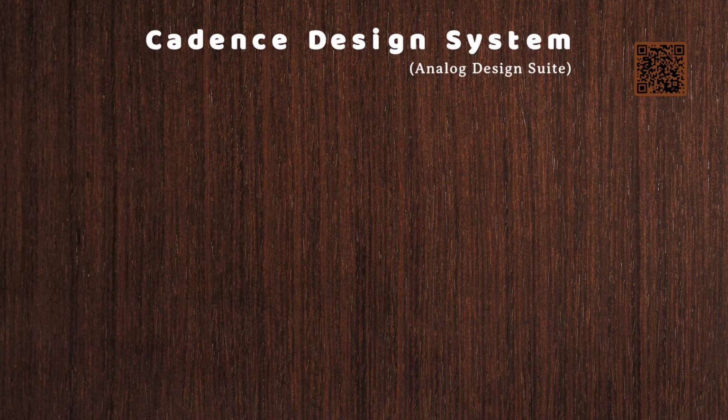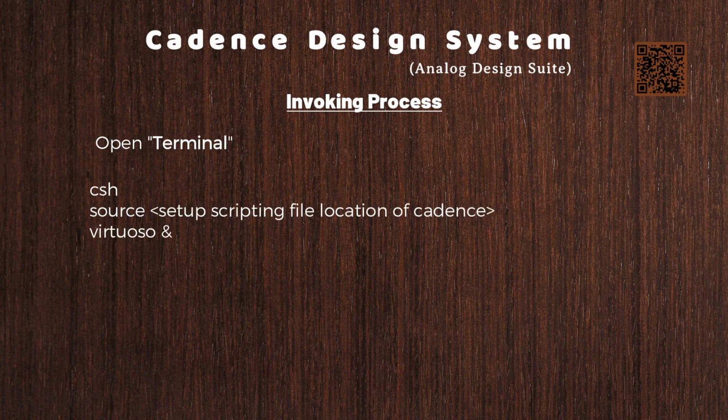So let me start with the invoking process of the Cadence Virtuoso tool. To invoke the Virtuoso tool in your system, you need to open your terminal and put in all of these commands if you are using generic PDK. What is the meaning of these commands? I will discuss it in a later video if you want, because there are so many technical things. Why you are writing that CHH, why you are searching that file, why you are writing ampersand after Virtuoso, everything.